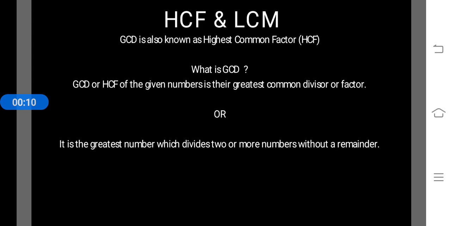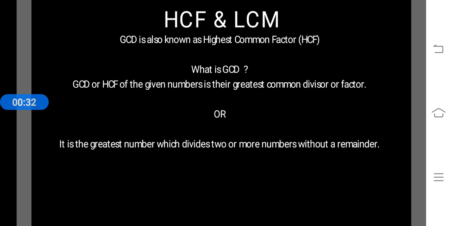GCD is also known as Highest Common Factor. What is GCD? GCD or HCF of the given numbers is the greatest common divisor or factor. It is the greatest number which can divide two or more numbers without a remainder. Let's look at some examples.